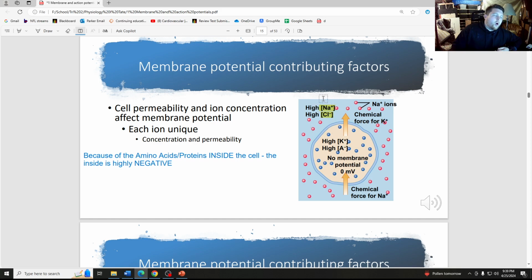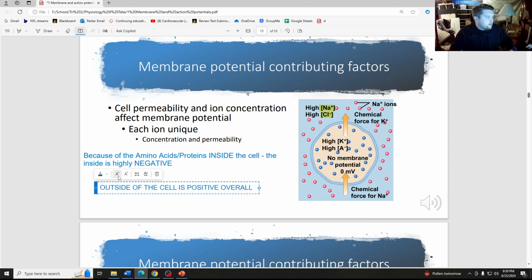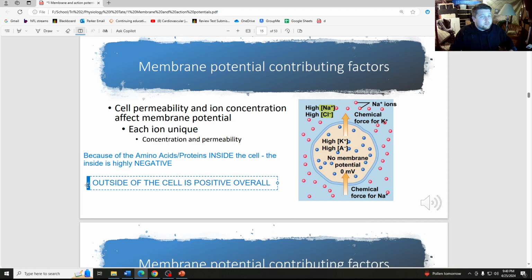So overall, let's write this down, the outside of the cell is positive overall, because of how much potassium and stuff there is outside. Misspoke, sodium, how much sodium there is outside. So the outside of the cell overall is positive.